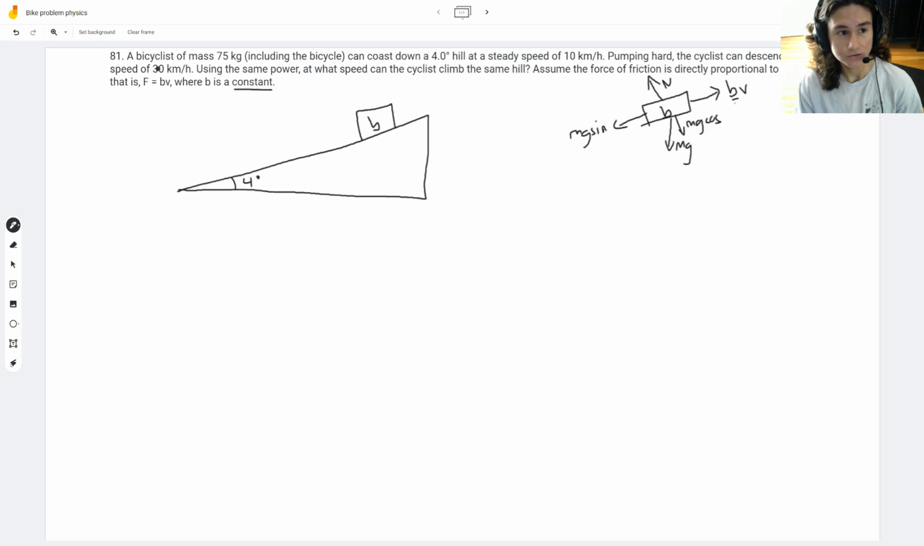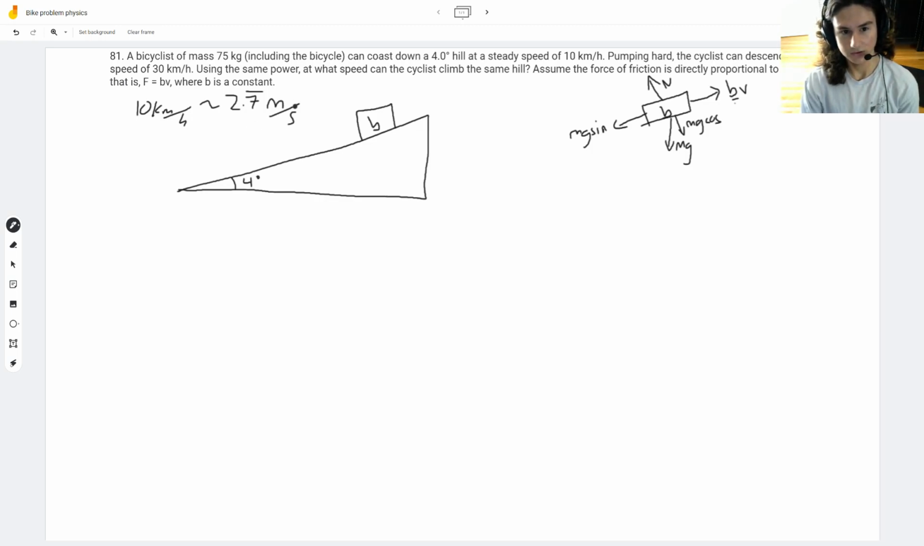So what I'm going to do is set up this diagram for where we're going 10 kilometers per hour. For unit conversion, you can multiply 10 kilometers per hour by 5/18. That will be around 2.7, let me just verify. Yep, it is 2.7 repeating meters per second.